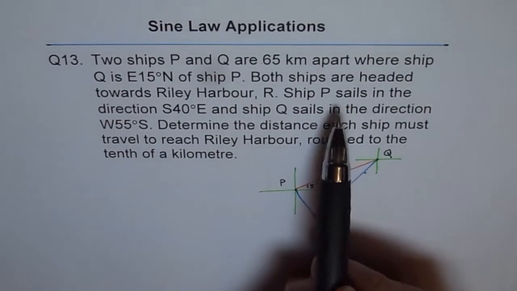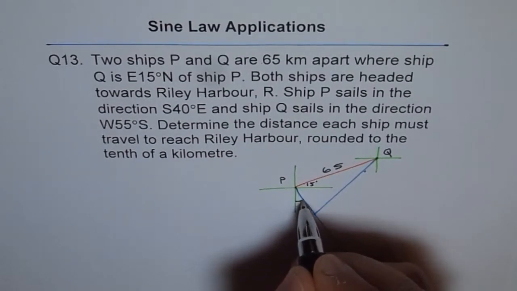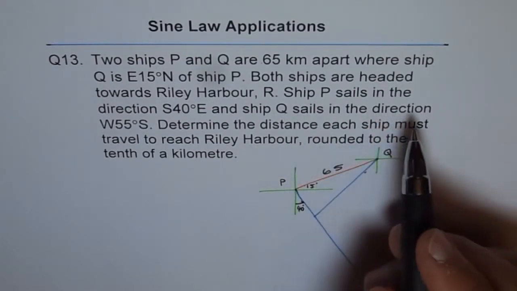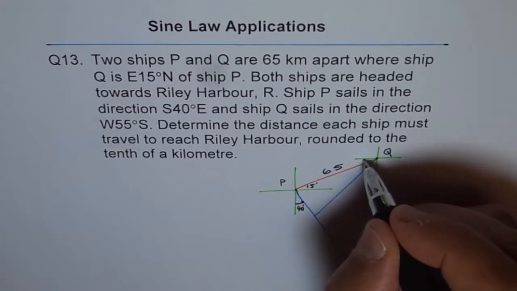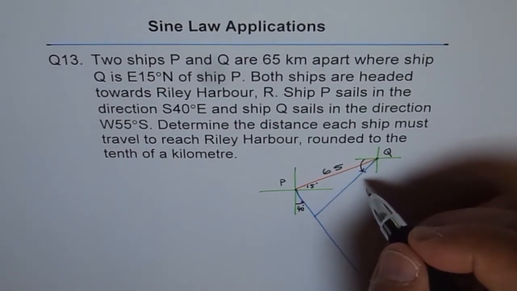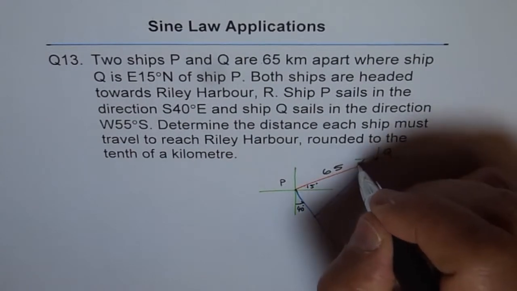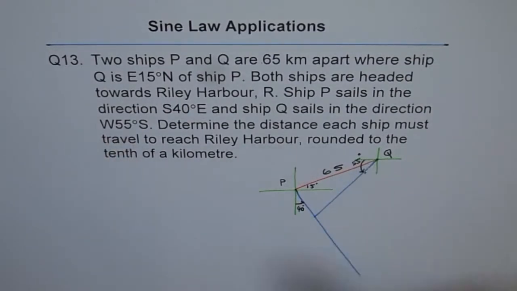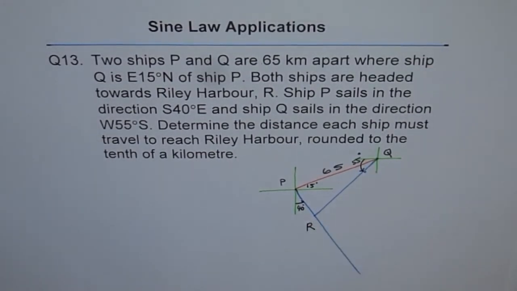Now we can label our diagram. First let's go back to P, where ship P sails in the direction from south 40 degrees east. So this is 40 degrees for you. And as far as Q is concerned, it sails in the direction from west. This is your west, and from west 55 degrees. So from here to here is 55 degrees. Whatever I've drawn, that big angle is 55 degrees, from west towards south. So that is the diagram we have come up with, and that point is R, the harbor R.